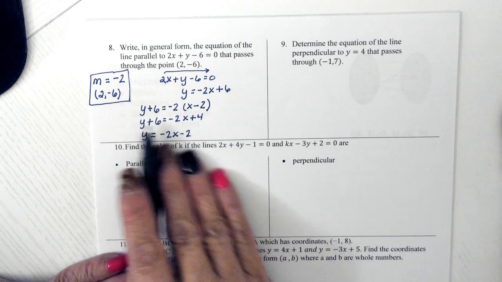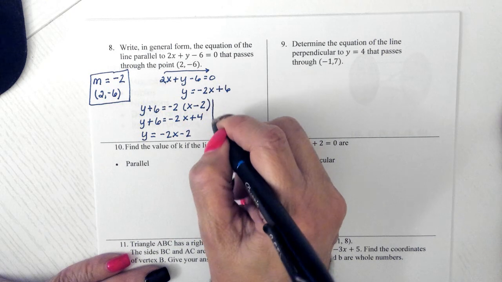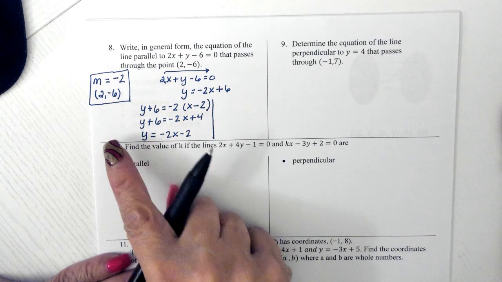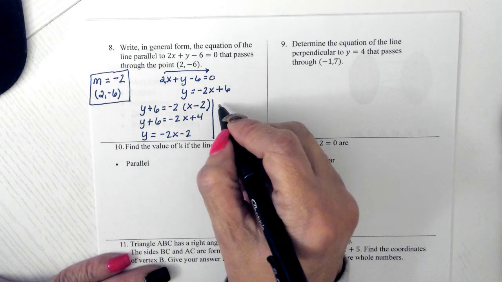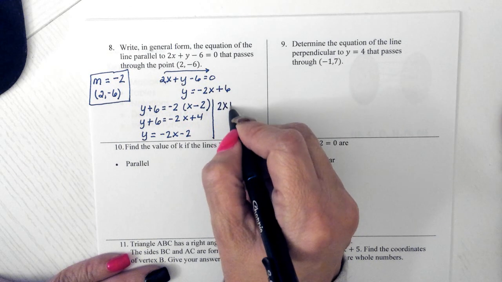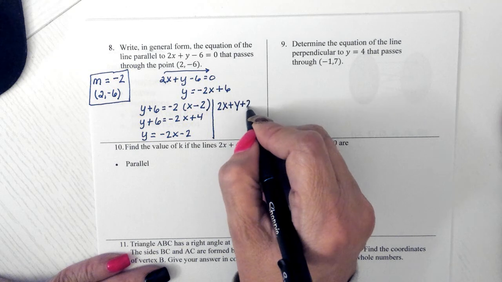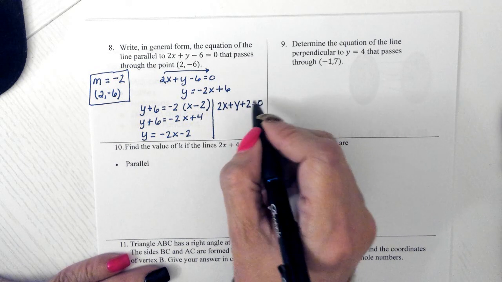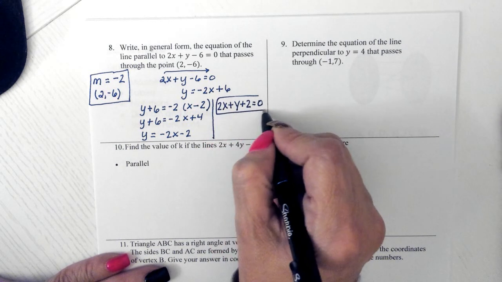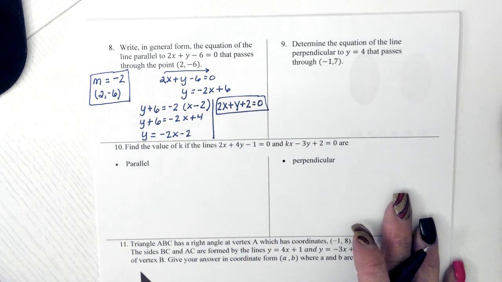Everything to be in general form has to be on the other side. Let me draw a line down here. So let's move the 2 over here and the 2 over here. That'll be a positive 2x plus y still. Negative 2 is moving over, so it will become a positive 2. And now my equation equals 0. This is the general form.